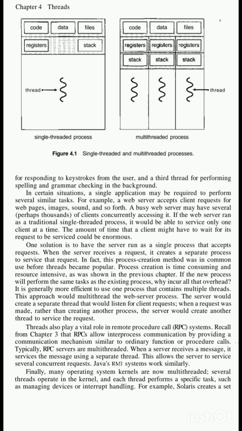A single-threaded process is a type of process that runs only one thread of execution at a time. In other words, the process executes tasks sequentially, one after another, without any concurrency or parallelism. This means that it can only perform one operation at a time, and any other task has to wait until the current task is completed.